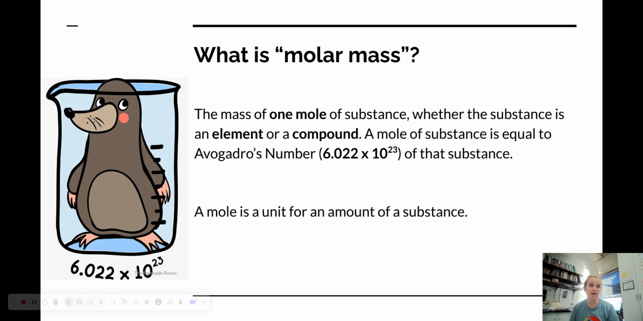We've used atomic mass, we've talked about average atomic mass, we've talked about mass number, but we have not actually talked about molar mass. So the molar mass is the mass of 1 mole of a substance, where the substance is an element or a compound.